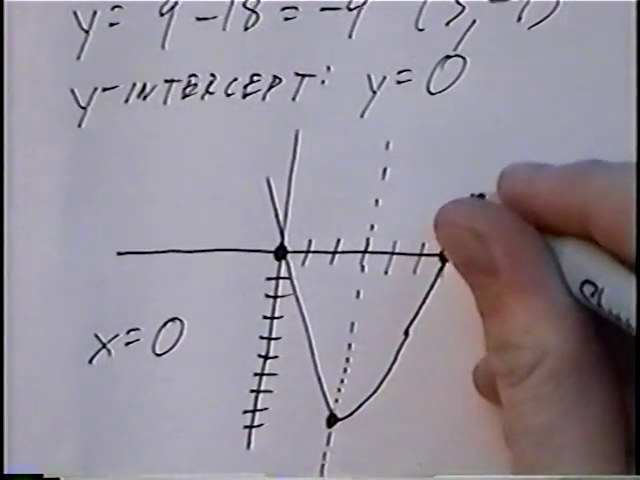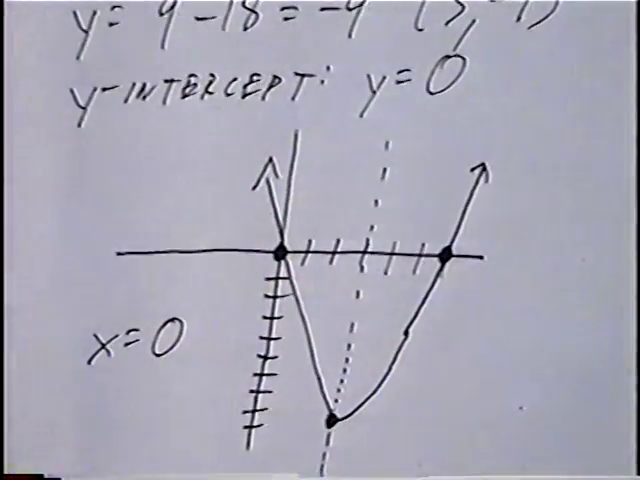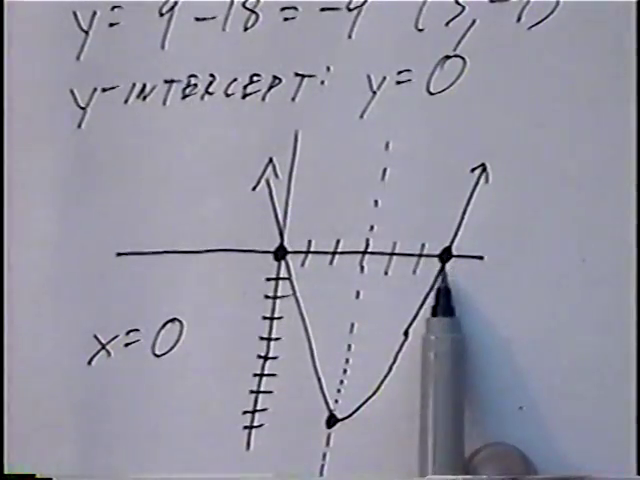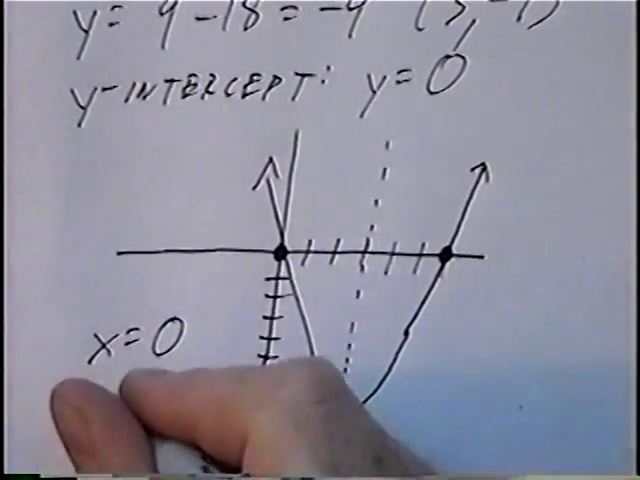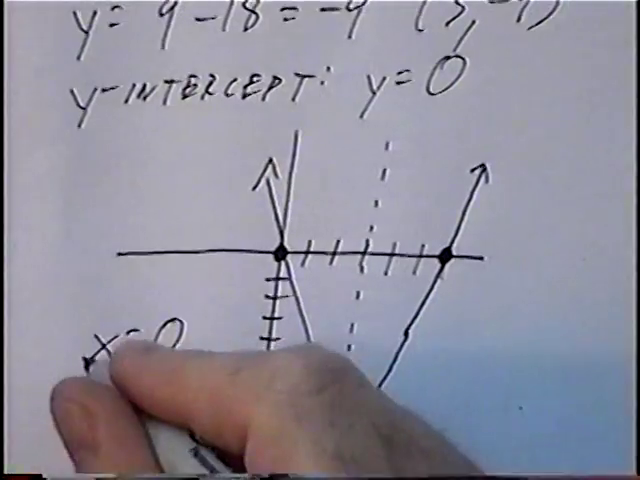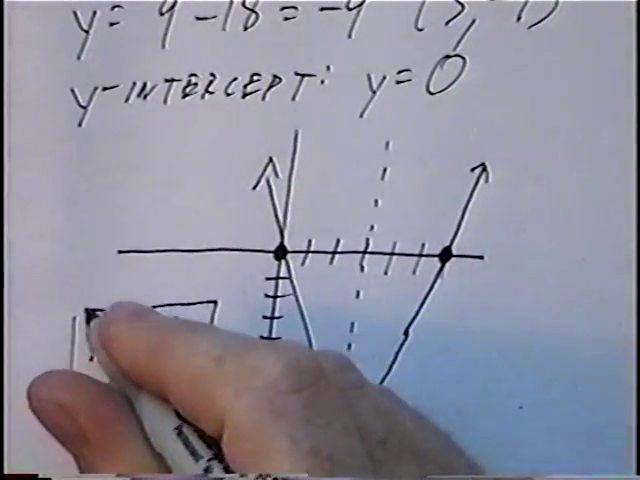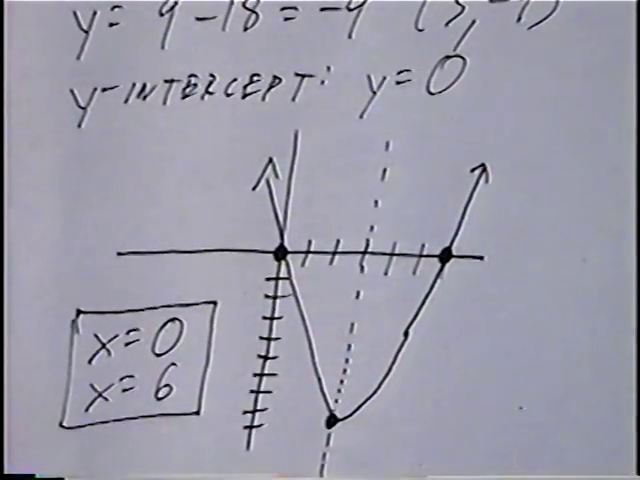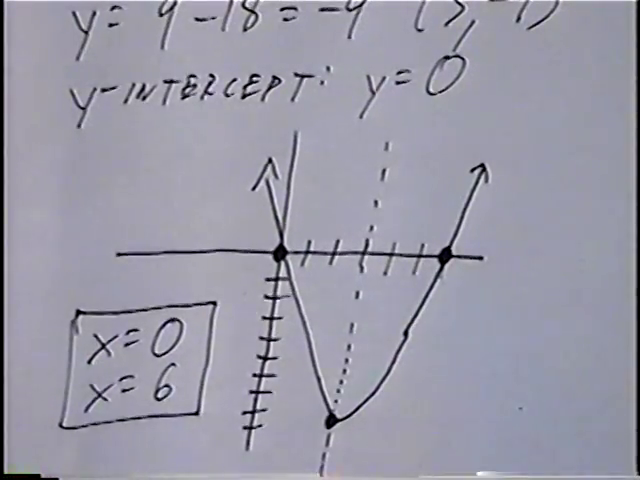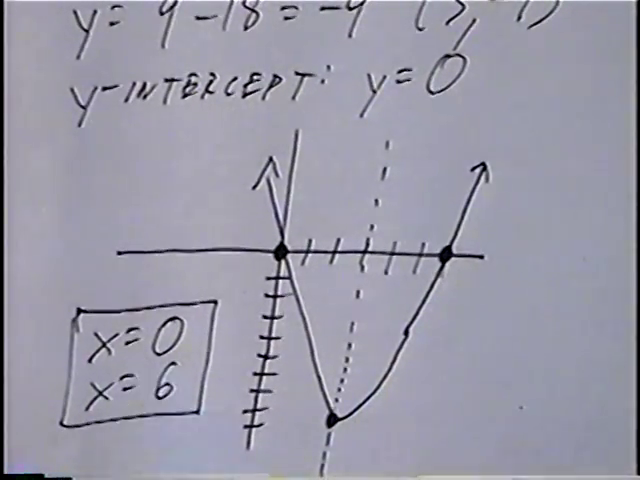And if you want to, you can continue the graph. Counting the numbers over, this would be a value of 6. So our second solution for the equation would be x equals 6. So there's 2 solutions for this graph. The graph crosses the x-axis twice. First solution, x equals 0. Second solution, x equals 6.